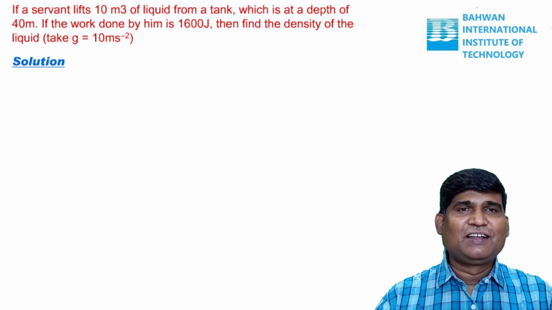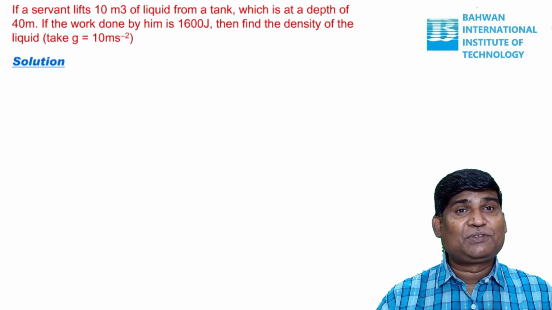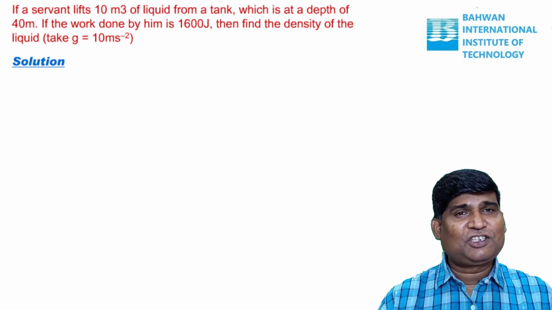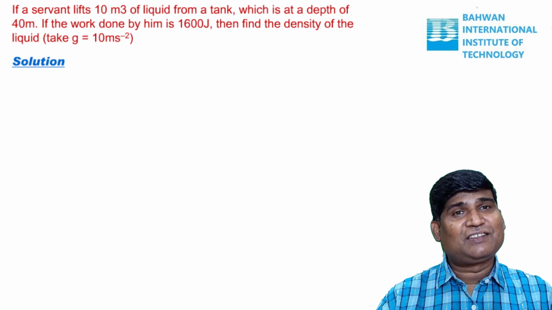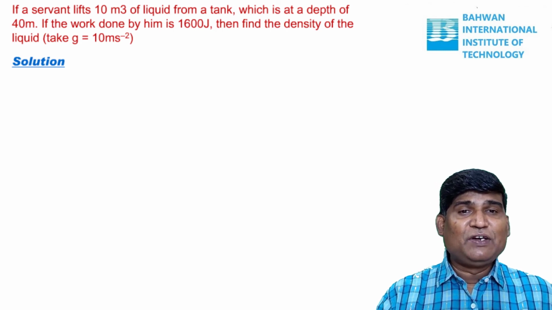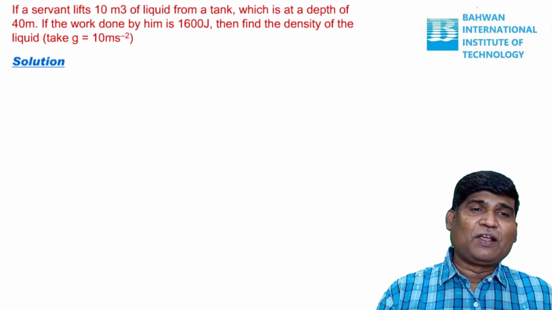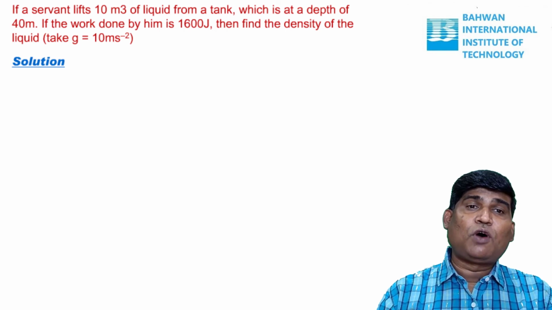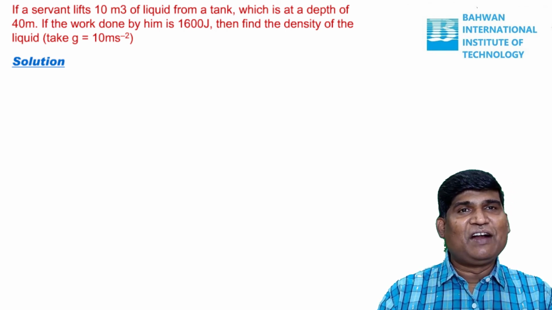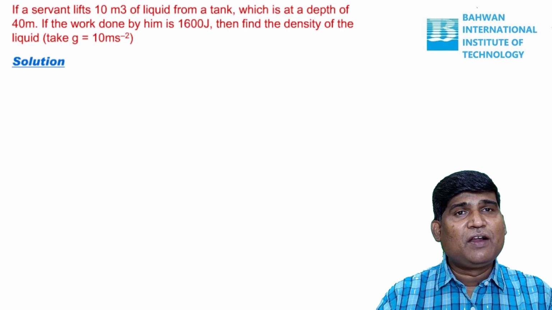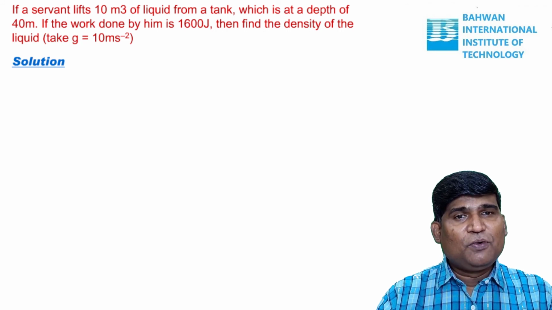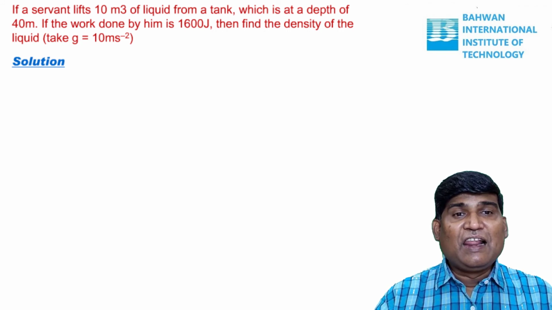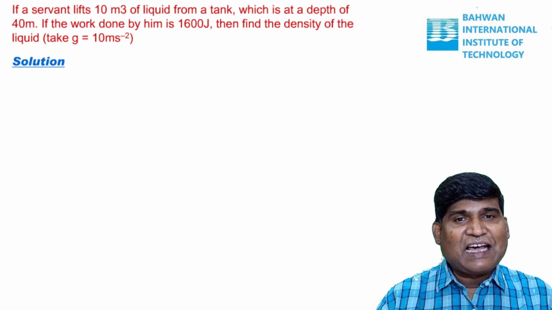So this is a hybrid question. Why? Here so many concepts we need to apply, then only we can get the answer. Just by using the work formula, you will not arrive at the answer, right? So then how will we do this? Let us see carefully. Here they have given the volume of the liquid. What is that volume? 10 meter cubed volume of liquid is lifted. From where? From the tank.